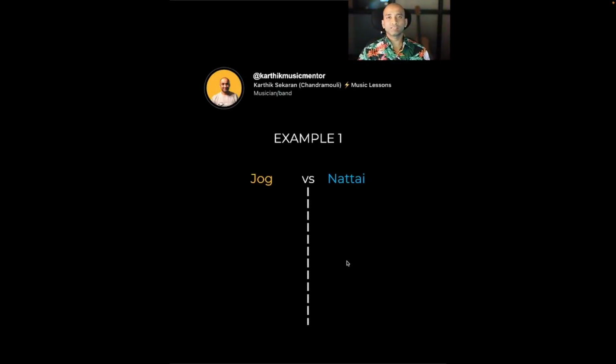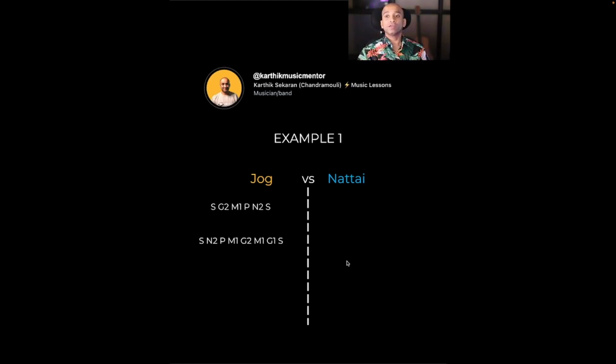The most amazing example that I can give you, which shows this comparison very clearly, is Jog versus Natai. Now Jog is a raga in Hindustani music and Natai is the raga in Carnatic music. They are not exactly the same, but they have incredible similarities, and we'll understand the 12 note versus 16 note system a little better by comparing Jog and Natai.